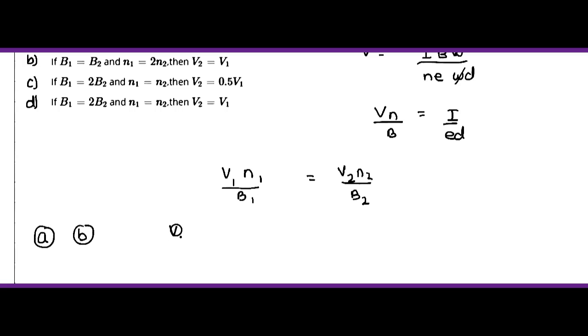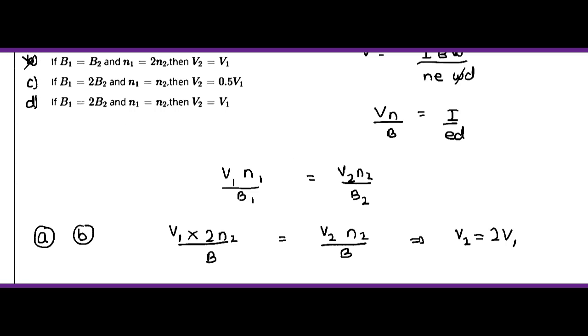Now if we calculate the A and B options, we put the value of B1 and B2 equal to B. Then V1 into N1, what is the value of N1? It is twice of N2. So 2N2 divided by B equals V2 into N2 divided by B. So from this, V2 should be equal to twice of V1. So that means A would be correct and B would be wrong.